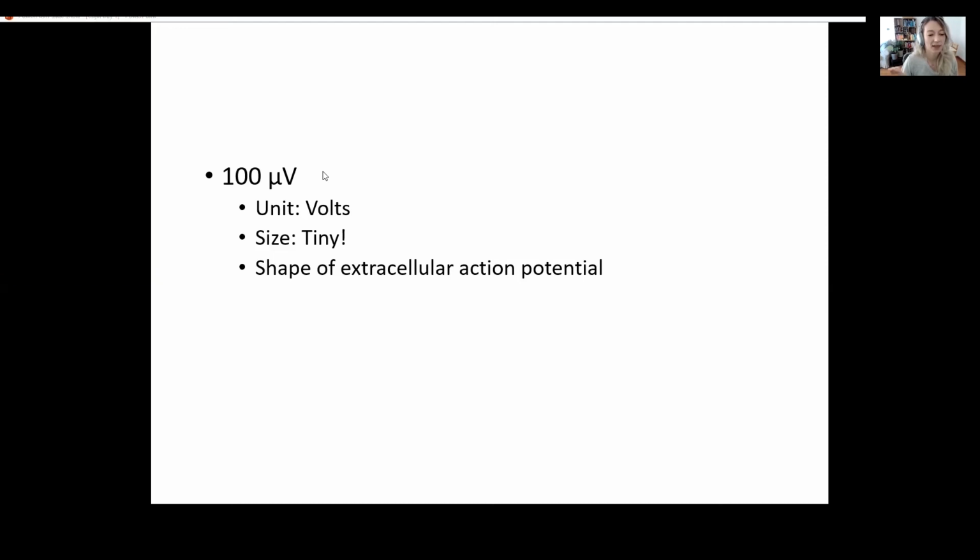All right, so the last thing I want to talk about here is the shape of the extracellular action potential, because understanding that teaches us a lot about the currents and the potentials involved.